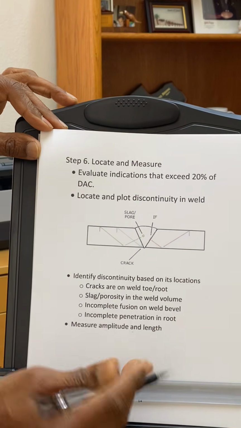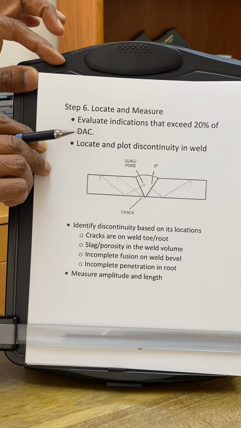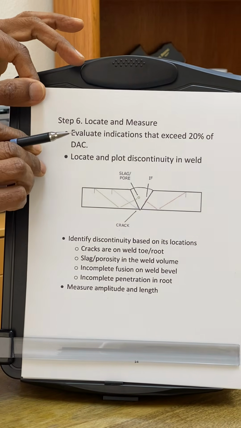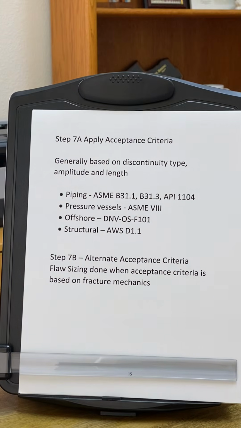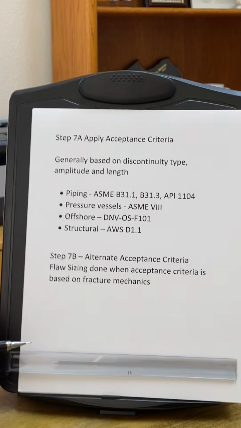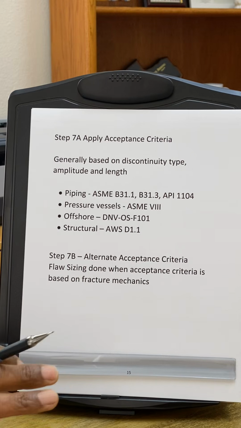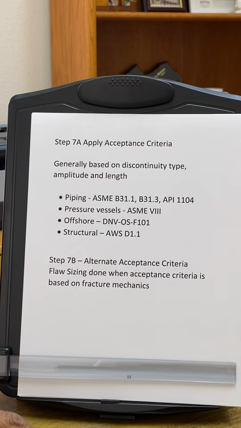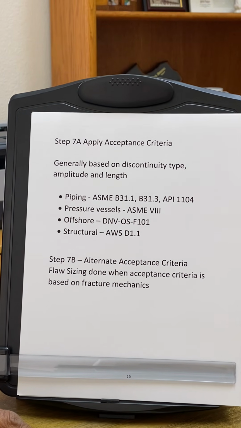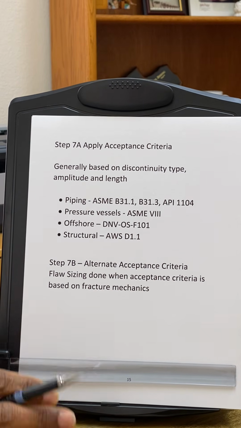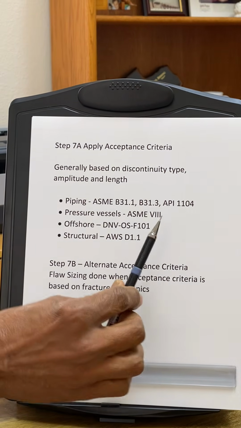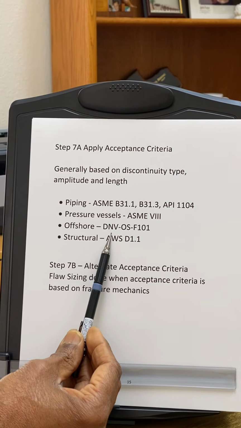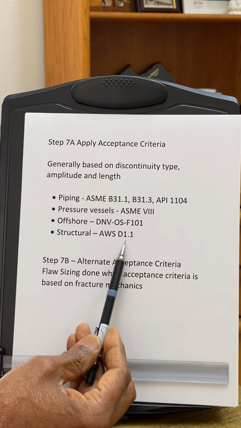And so that's what we do, measuring the amplitude, and then we measure the length as per the code instructions, whether we use 6 dB drop or we use 30% of the evaluation level, depending on the code, which is in ISO. So then the last step is to apply the acceptance criteria. So knowing the amplitude and the length, we will apply the acceptance criteria. For piping, it will be ASME B31.1, B31.3 or API 1104. And for pressure vessel, again, Section 8, Division 1. For offshore, it will be DNV OS-F101, and structural is D1.1.